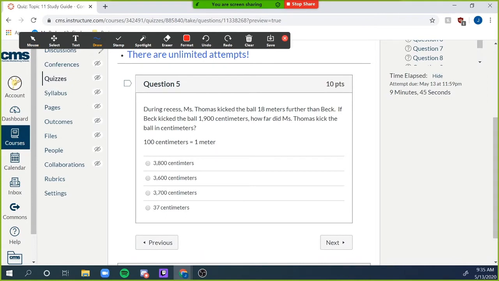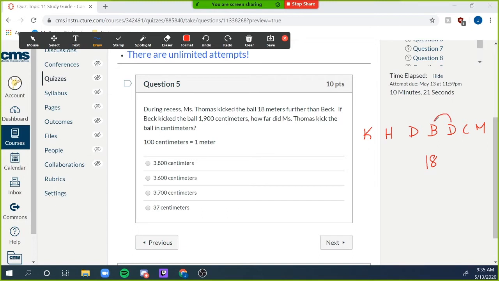During recess, Miss Thomas kicked the ball 18 meters further than Beck. If Beck kicked the ball 1,900 centimeters, how far did Miss Thomas kick the ball in centimeters? So we have to figure out how far Miss Thomas kicked the ball in centimeters, but they gave it to us in meters. So we're going to actually use King Henry died by drinking chunky meat for this one. So we're starting in the base because remember the base is meters, liters, and grams. So Miss Thomas is at 18 meters and we're going to move to centimeters.